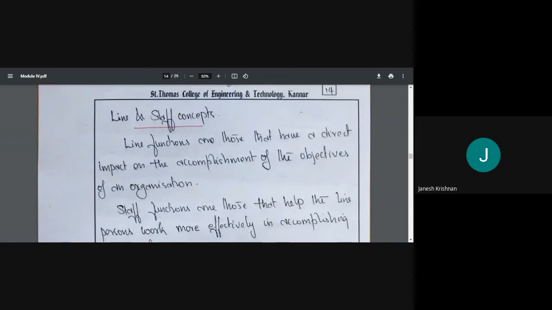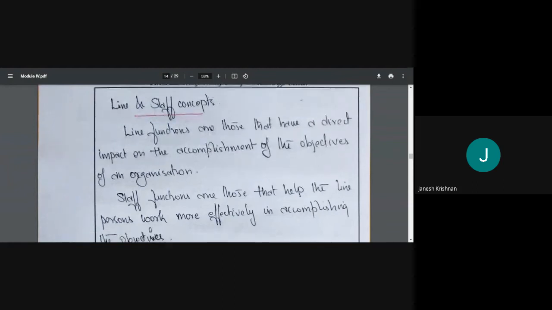That is line and staff function. Okay, so line functions are those that have a direct impact on the accomplishment of objectives of an organization, and staff functions are those that help the line function to work more effectively in accomplishing the objective. So line functions have a direct impact on the achievement of the objective. And what do staff do? Staff will help the persons in the line function to work more effectively.